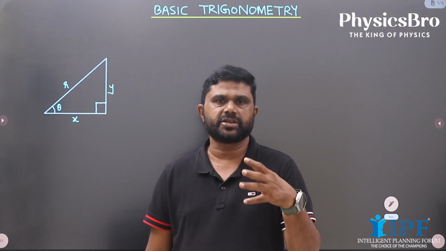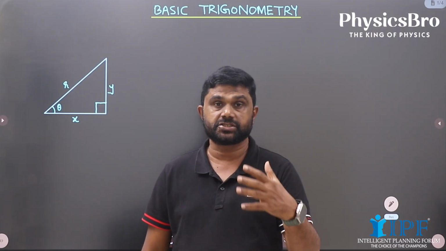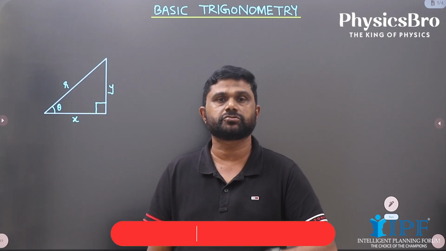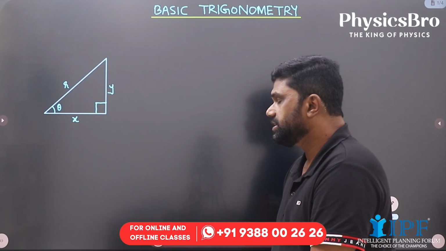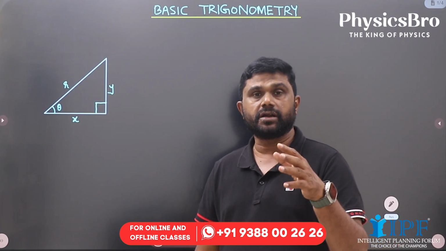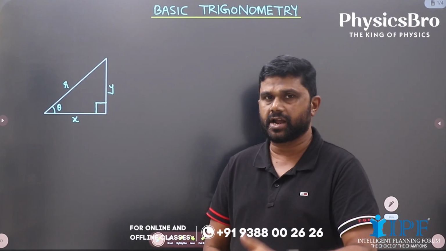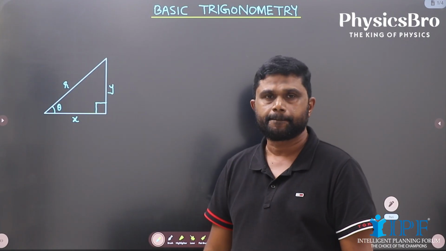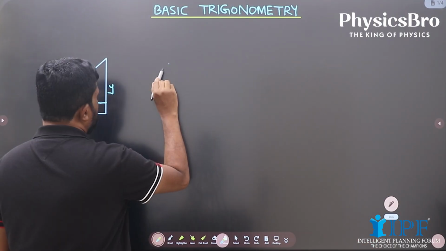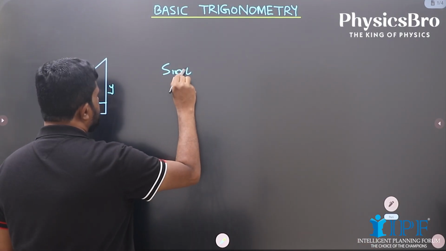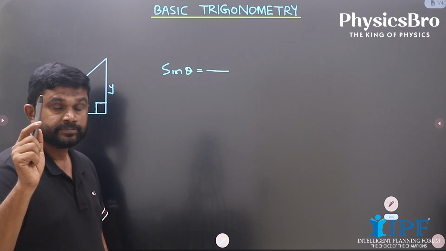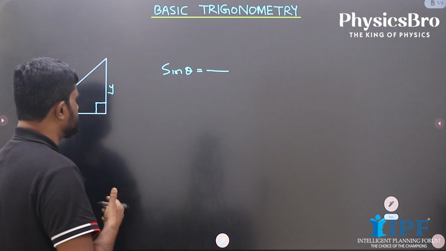Basic trigonometry and its applications in physics, especially in mechanics, that we are going to discuss in this short video. Trigonometric functions are defined in a right triangle. Here we have marked an angle theta. The trigonometric ratios are, first, sine theta. Sine theta is defined as the ratio of opposite side to the hypotenuse.